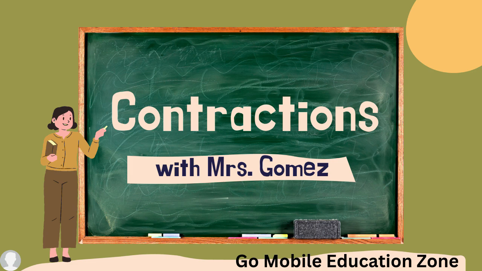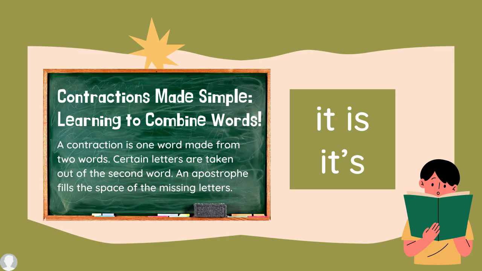Contractions with Mrs. Gomez. Contractions made simple, learning to combine words. A contraction is just one word that's made from 2 words. Certain letters are taken out of that second word, and an apostrophe fills the space of the missing letters.